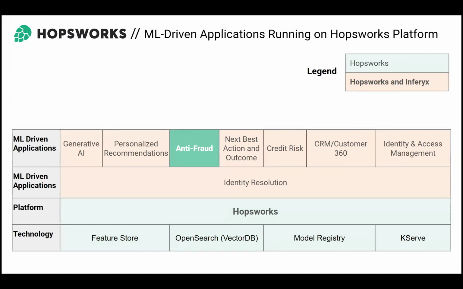There are various applications that can sit on top of HopsWorks. Entity resolution is one of them, which is more like a horizontal application where you can deduplicate your customers, and then you can have these individual apps all on a single platform, so that there are no inefficiencies or inconsistencies in the process. So today we are going to talk about an anti-fraud solution, and how, using a no-code accelerator along with the HopsWorks platform, we have built this solution on HopsWorks.